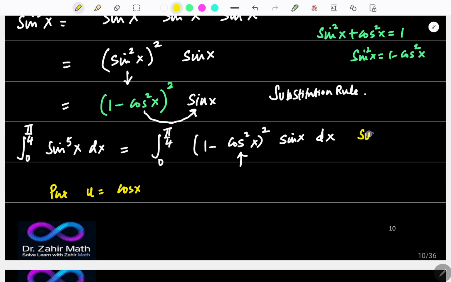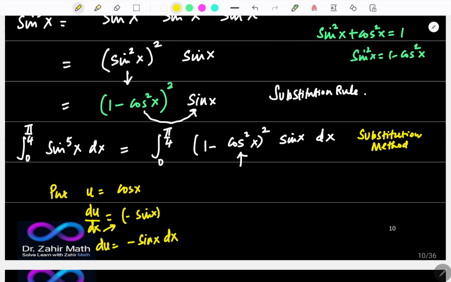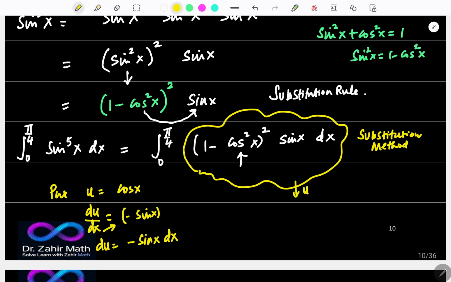Whenever I go for substitution method, let me write here, substitution method we are going. Whenever we go for substitution method, the next step is what? Derivative. du by dx is equal to what? Cosine x is what? Minus sine x. Okay. Then du is equal to what? Minus sine x, you cross multiply this, you will get dx. What is the meaning of substitution method? Everything I have to convert in terms of what? u. That is the main idea. Also the limits, keep in your mind. These limits are for what? x. We want to find the limits for what? u.